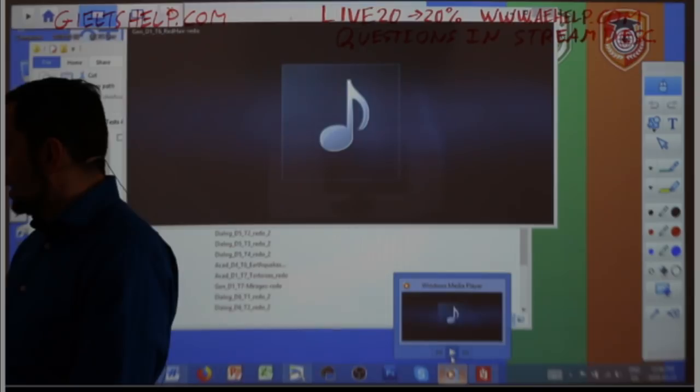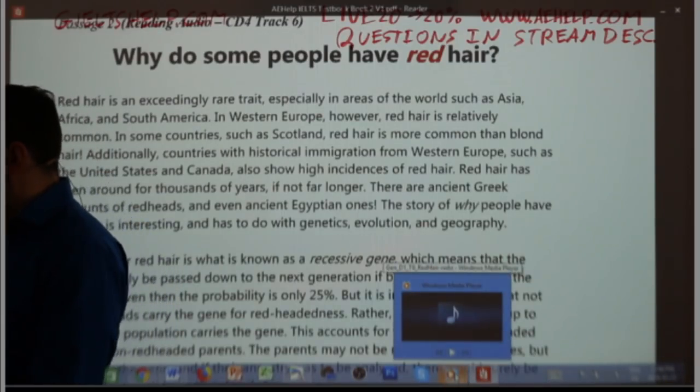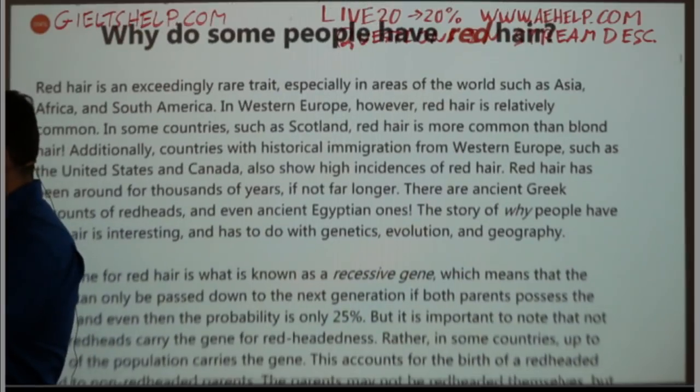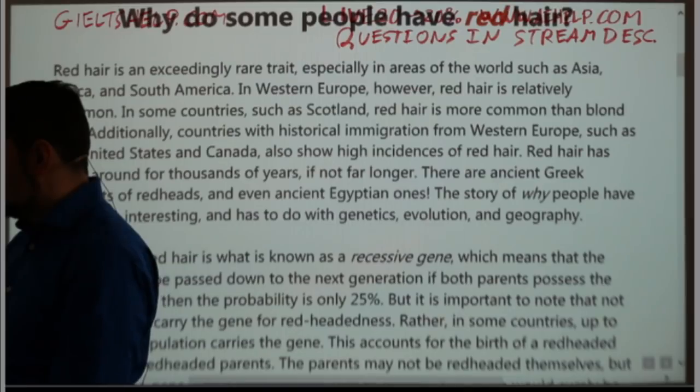So here is the passage, why people have red hair. Okay.